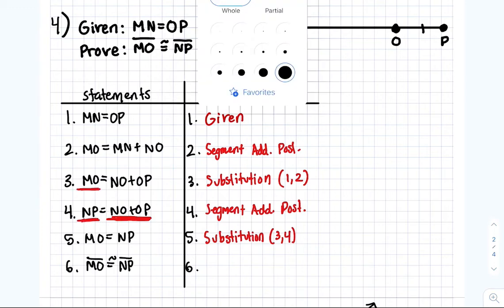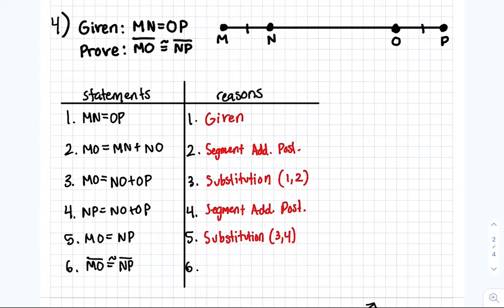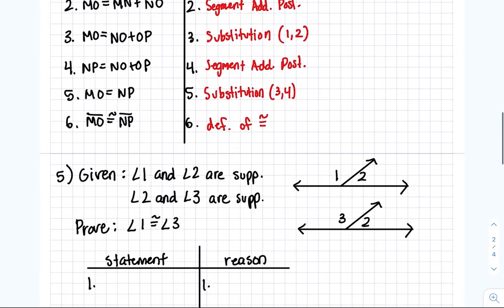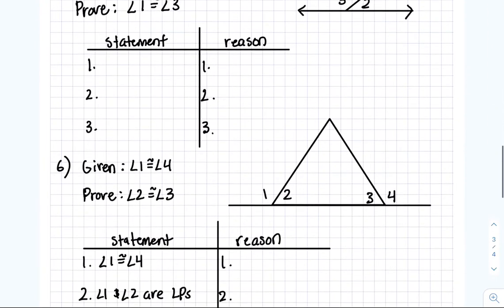Alright, gotta make this smaller. Okay. Now, how do we get from 5 to 6? Notice, you guys, we got an equal to measurement and we got a congruency. So from equal sign to congruency, that's definition of congruency. This one's a bit challenging, but it's always good to get exposed to newer proofs, you guys, especially if we talked about the definitions.